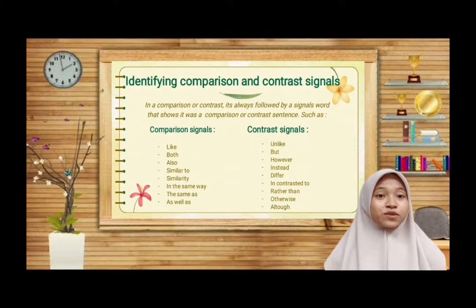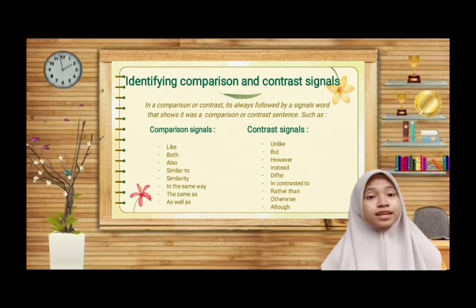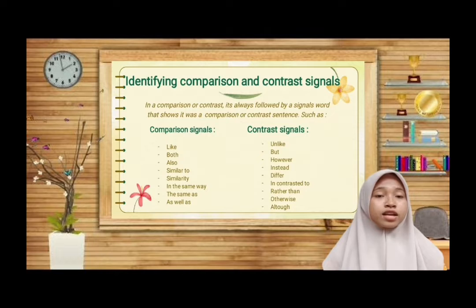Identifying comparison and contrast signals. A comparison and contrast sentence is always followed by signal words. The signal words for comparison are like both, also, similar to, similarity, in the same way, the same as, as well as, and so on. And for the contrast signals, they are unlike, but, however, instead, differ, in contrast to, rather than, otherwise, although, and so on.